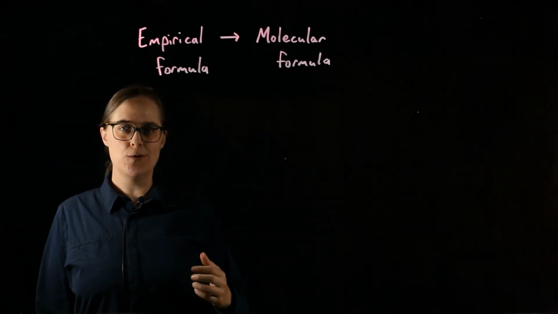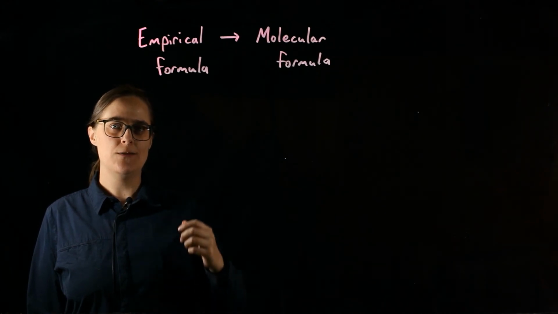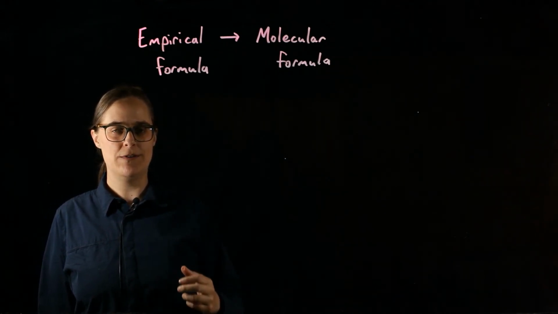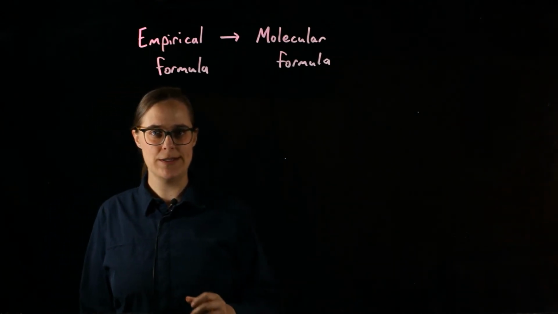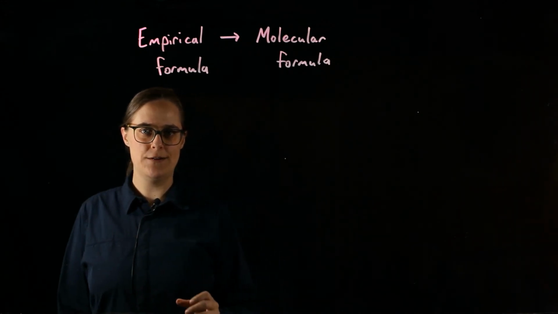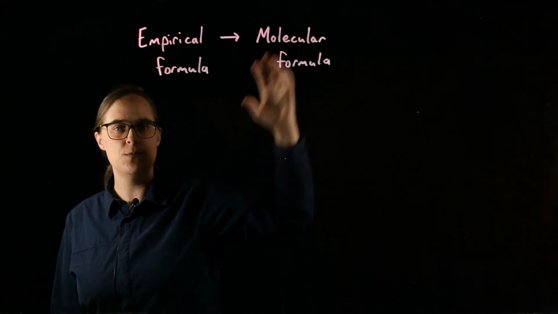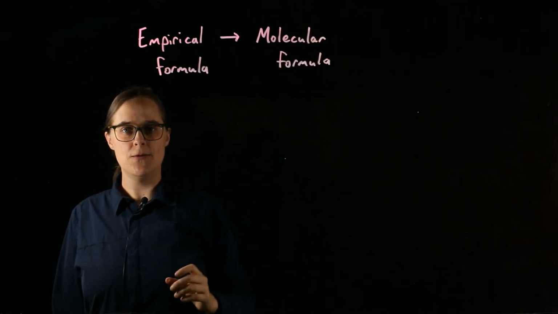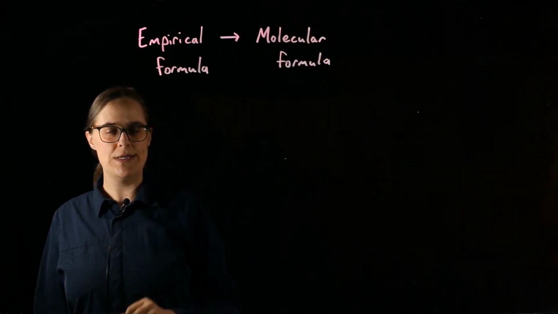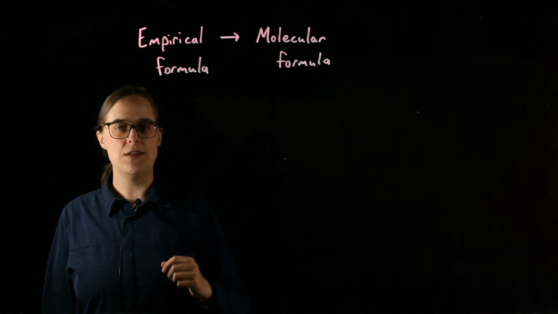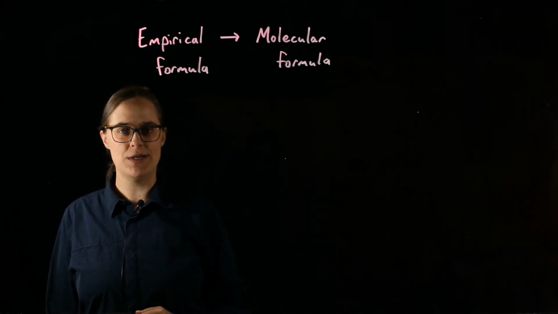So the overall goal for this series of videos was to determine the exact number of atoms of each element in a molecule. That's what we're going to be doing in our next video. We are going to be converting empirical formulas into molecular formulas. In order to do that, we are going to need one more piece of lab data, and that's going to be the molar mass of each compound.